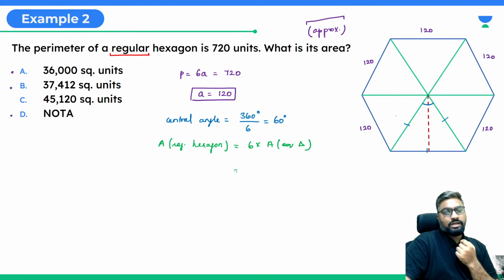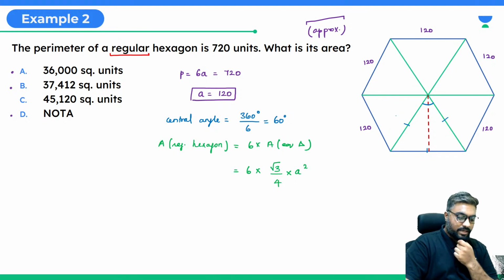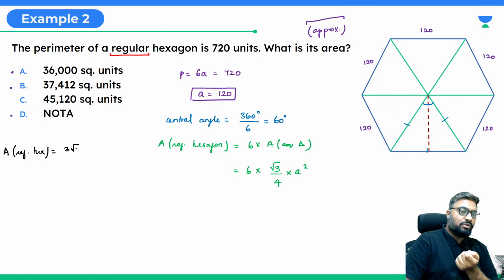Yes. So what is the area of an equilateral triangle, guys? √3 by 4 a square, right? Do you all agree? Area of equilateral triangle is √3 by 4 a square. Yes. So this brings us to the area of a hexagon. The general formula for the area of a regular hexagon is going to be equal to what? 3√3 by 2 a square.